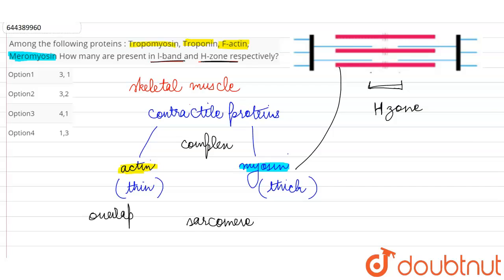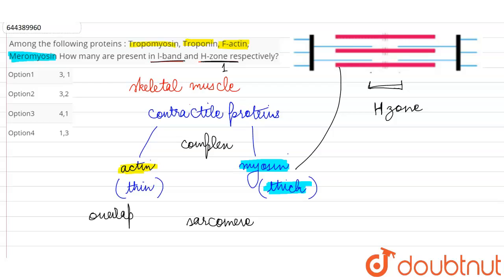So by H zone they mean that we should only mention the proteins that we will find in myosin, in the thick filaments, because thin filaments are not overlapping over here. So out of these four proteins, only meromyosin is a structural component of the thick filament. So only one will be found in the H zone. Rest three are related to actin, and actin is not present in H zone.